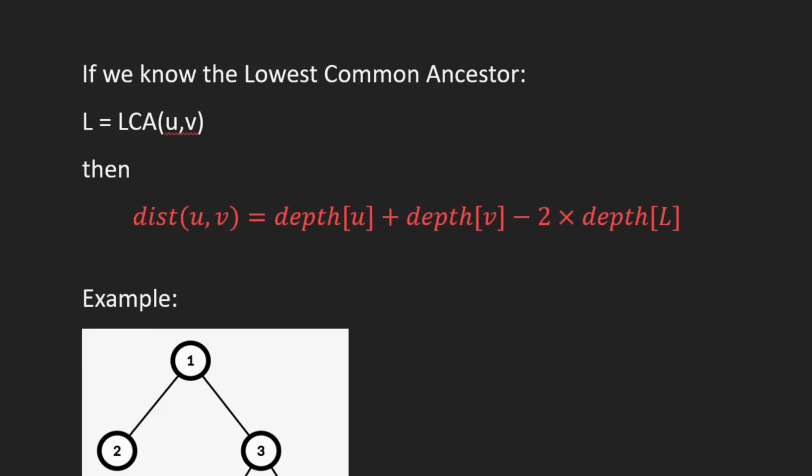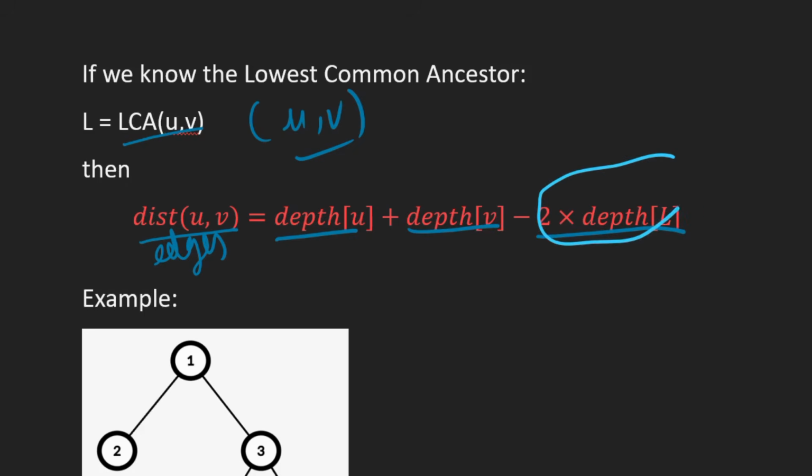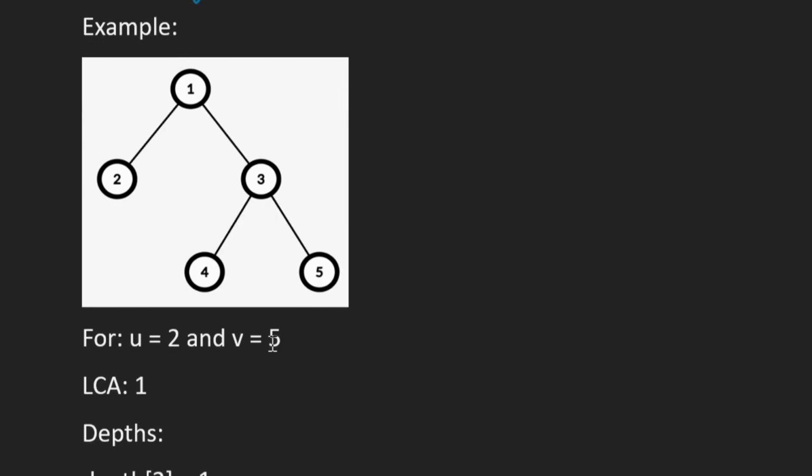If L is the lowest common ancestor of the nodes u and v, then the distance between u and v, or the number of edges between u and v, is depth of u plus depth of v minus 2 times the depth of the common ancestor, right? So let's see an example.